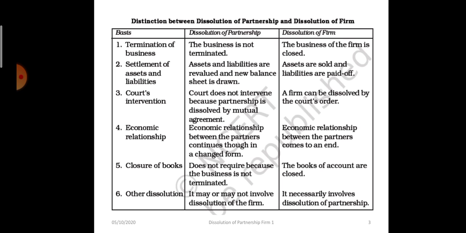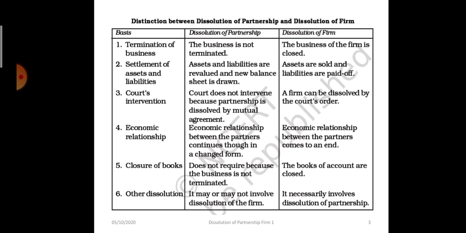Second point, settlement of assets and liabilities. In dissolution of partnership, the assets are revalued and they will appear at the revised value in the firm's revised balance sheet. But in dissolution of the firm, the assets are sold and the cash realized is used to settle the liabilities, third party liabilities first.